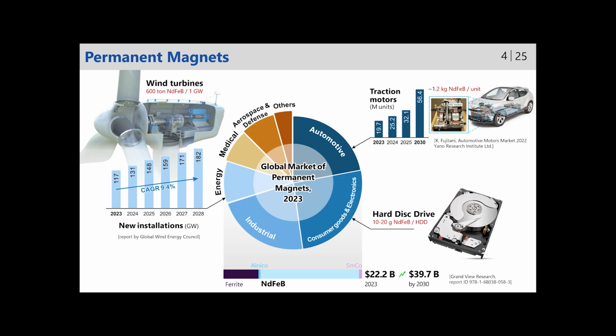Even some high-end devices like headphones, hard disk drives, all of them require neodymium iron-boron magnets, even though the amount is smaller, but the number of devices itself is pretty large. So overall, the market of permanent magnets is going up, and you see that mostly this market is occupied by high-performance neodymium iron-boron permanent magnets.